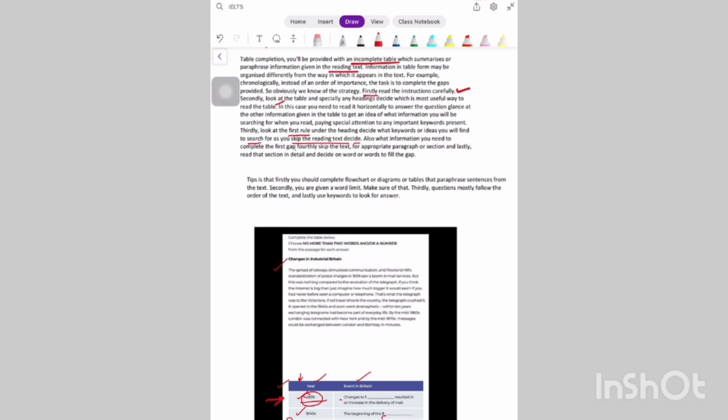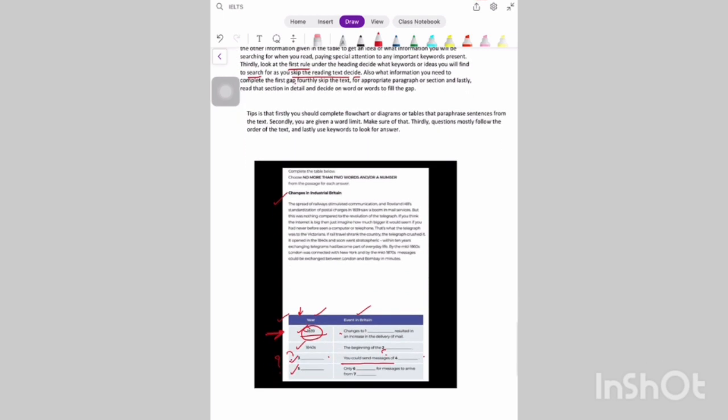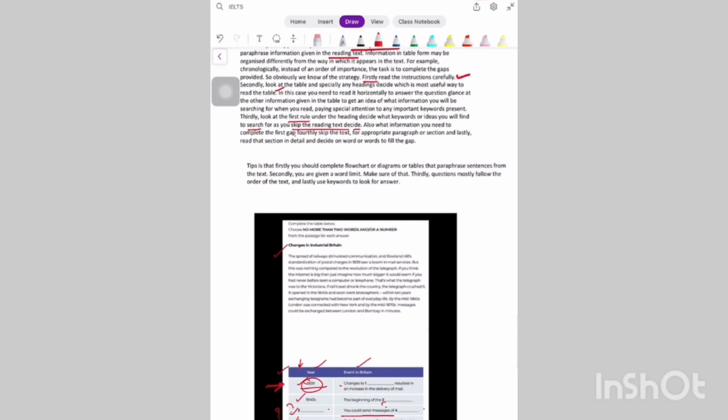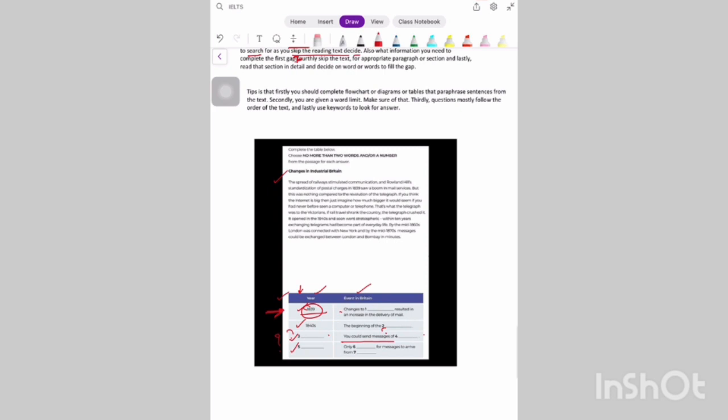So they said the first row under the heading, decide what keywords or ideas you will search for, like events in Britain or the year. So you'll have to basically predict the answer. Fourthly, skim the text for the appropriate paragraph or section, and lastly read the section in detail and decide on the word or words to fill the gap. So it's not just that you found 1839 here, you'll read it and then let it go.